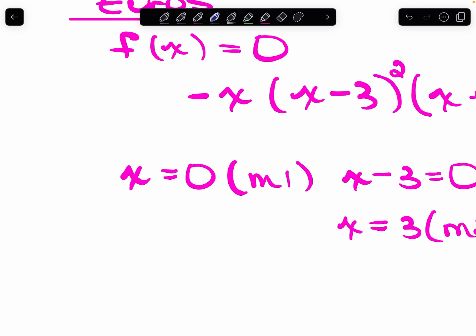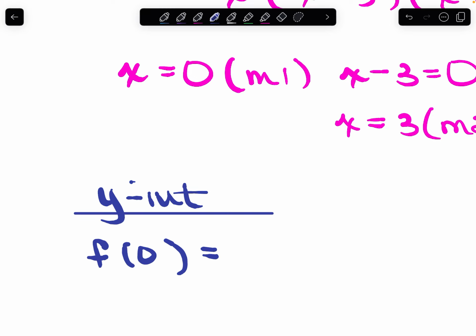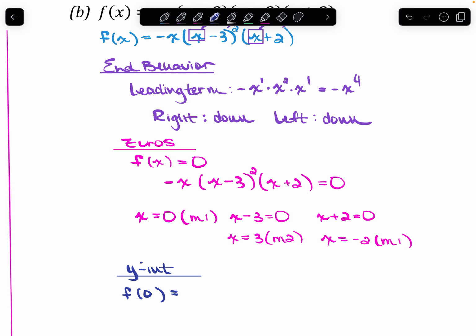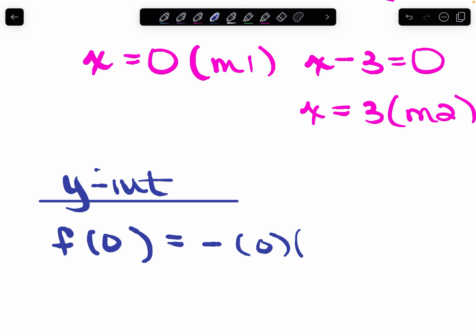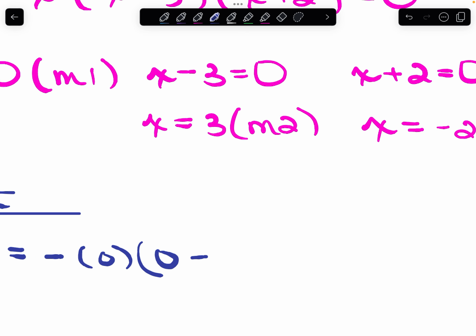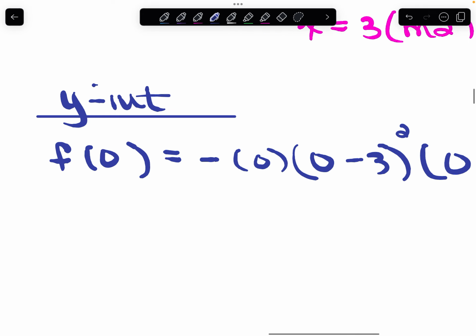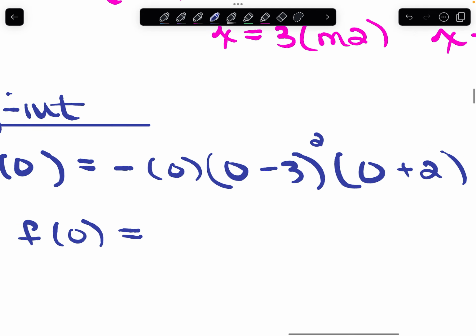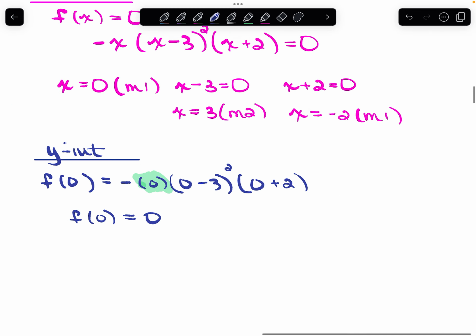All right, y-intercept. Remember, for your y-intercept, you are plugging in 0 for x, so that would be f of 0. If you need to do the algebra, do it. So I'm going to go get my polynomial, plugging in 0 for x. So we're going to have negative 0 times 0 minus 3 quantity squared times 0 plus 2. One thing you want to be able to catch here is that common factor out front of x is going to zero out this entire thing, because we are going to take 0 and multiply it by everything. Well, 0 times anything is always 0. So our y-intercept is actually 0 as well.